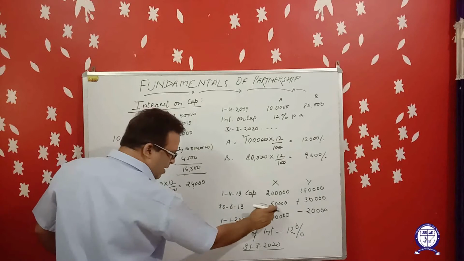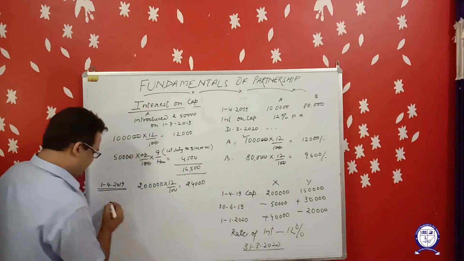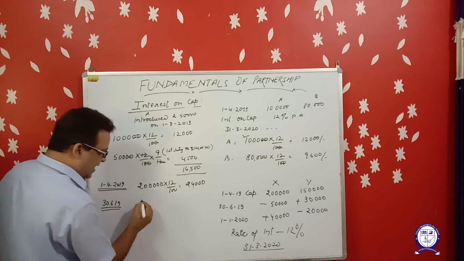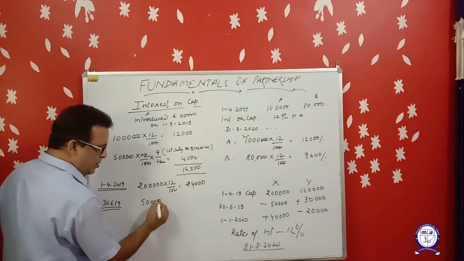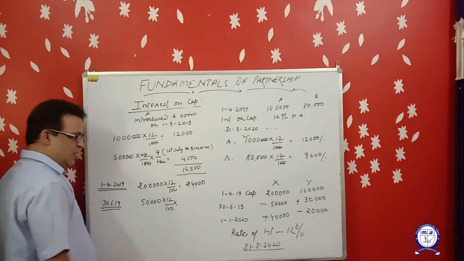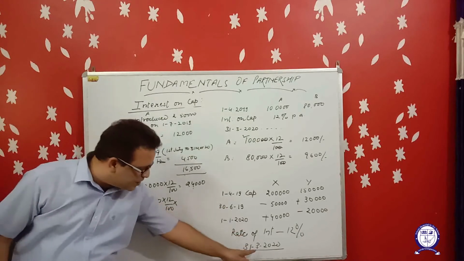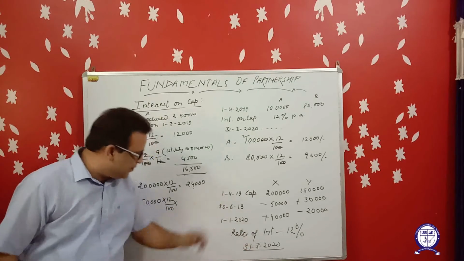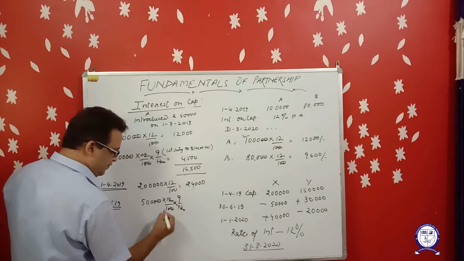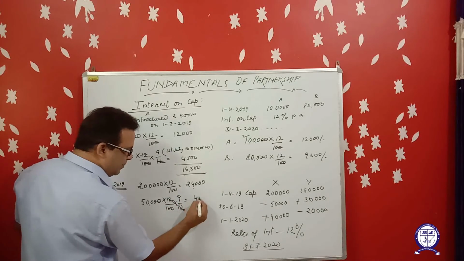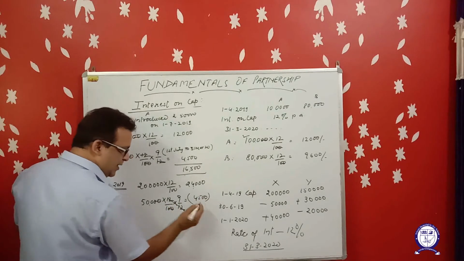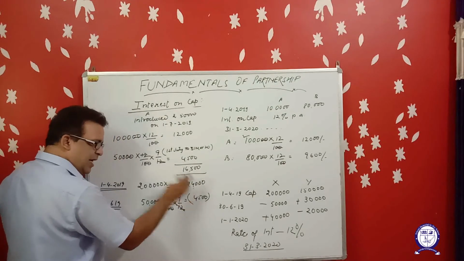Now calculate the amount of interest on 50,000. On 30th June 2019, X has withdrawn rupees 50,000. From 30th June to 31st March, 9 months are there. So 9 months interest will be calculated here: 4,500. Because X has withdrawn this amount, that's why this amount will be deducted.